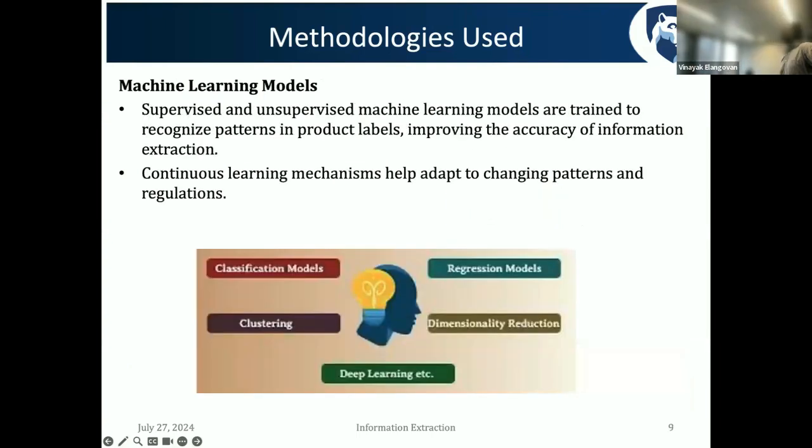And then we apply some machine learning algorithms so that we can predict and classify that information. I'm not going to dive into too much detail about the machine learning models. Basically, we have supervised and unsupervised learning models to recognize the patterns in the product labels so that we can get more accurate information from the labels.